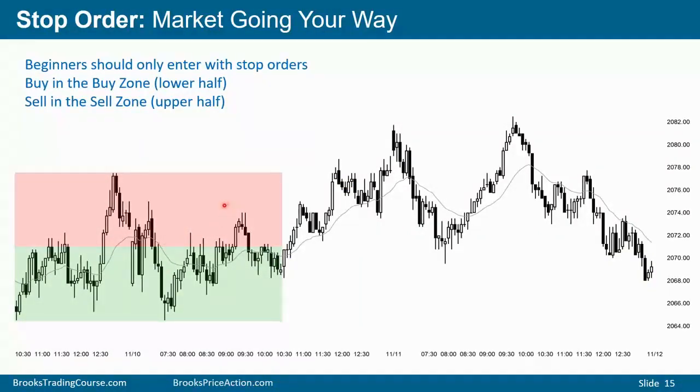When the market's in a trading range, traders are going to look to buy reversals up in the lower half and sell reversals down in the upper half. This is the sell zone, and this is the buy zone. And beginners should only be looking to enter with stops, buying with a stop on a reversal up from the bottom, selling with a stop on a reversal down from the top. A stop entry, the market's going your way, and that has a slightly higher probability of making a profit.